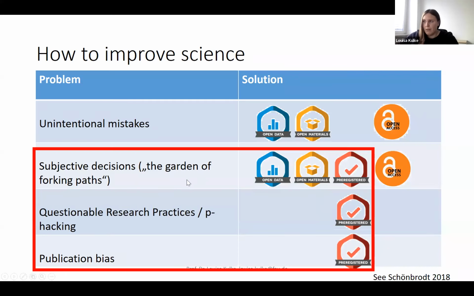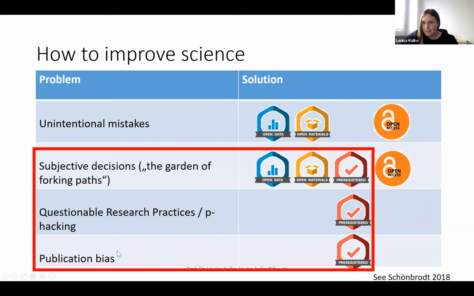And writing down everything helps a lot with subjective decisions, because you make the subjective decisions before you analyze your data, before you've even collected your data, which means you need to really justify them. They get a bit less subjective if you need to justify in advance why you're going to choose them. It also helps with p-hacking, because you can't just change what you're doing afterwards. And it also helps with the publication bias.